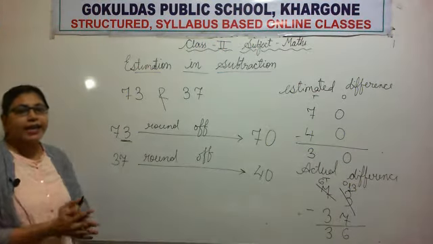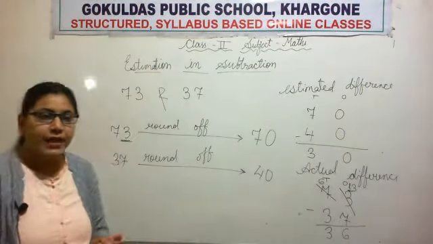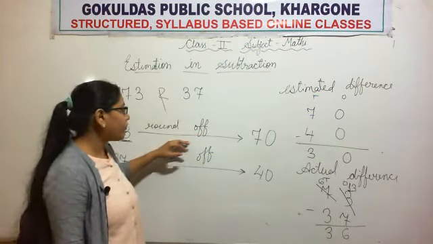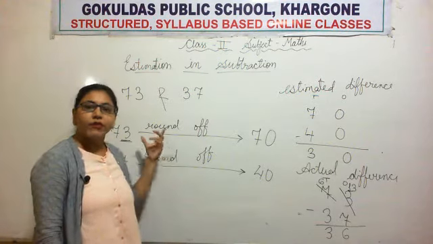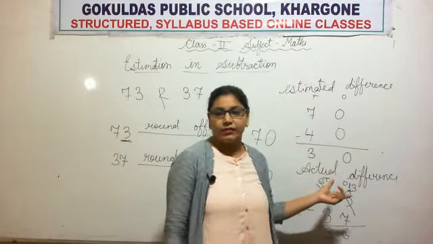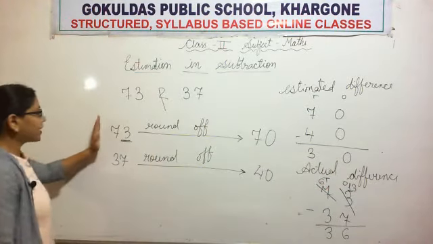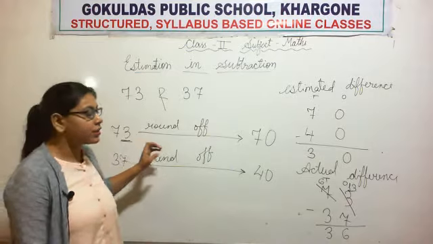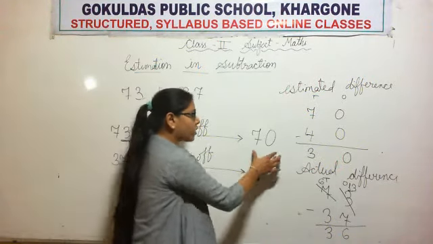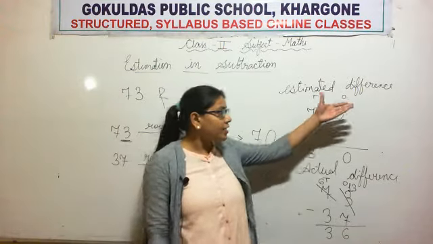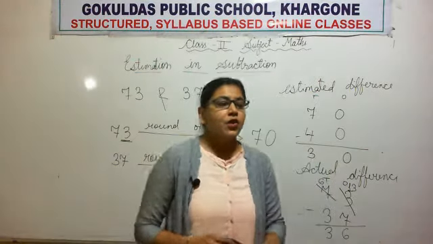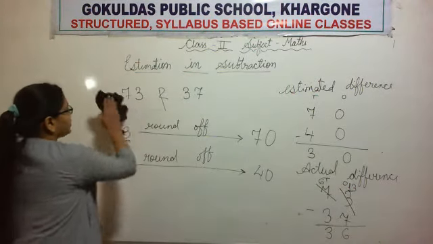Okay. So again, let me explain one more time. Whatever the numbers given by the question, first of all, we will round off those numbers, then we will find the estimated and actual difference. If we subtract the actual numbers given by the question, then we get the actual difference. And if we subtract the rounded off numbers, then we get the estimated difference. Okay. Now, I hope you all have understood the procedure of estimation and subtraction.